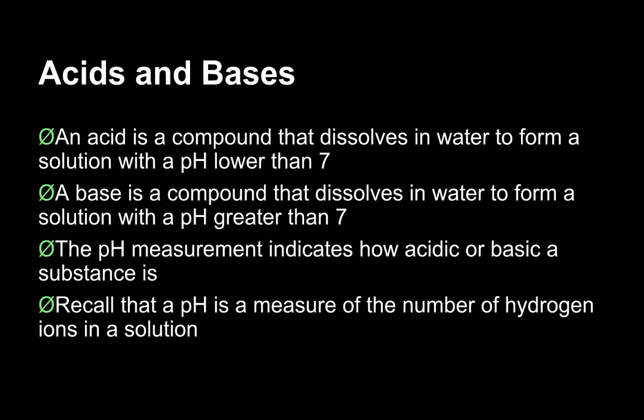Now, an acid is a compound that dissolves in water to form a solution with a pH lower than 7, and we're going to talk a little more about the pH scale. pH scales range from 1 to 14. Now, a base is a compound that dissolves in water to form a solution with a pH greater than 7. Now the pH measurement indicates how acidic or basic a substance is, and recall that pH is a measure of the number of hydrogen ions in a solution.